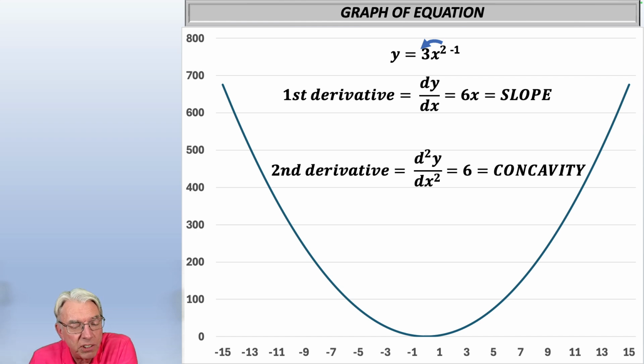And 6 is a positive number, so you know that the graph is going to be concave up. And the second derivative basically tells you how the slope is changing, okay? So the first derivative tells you what the slope is, and the second derivative tells you how the slope is changing over time, okay? I hope that makes a little bit of sense.